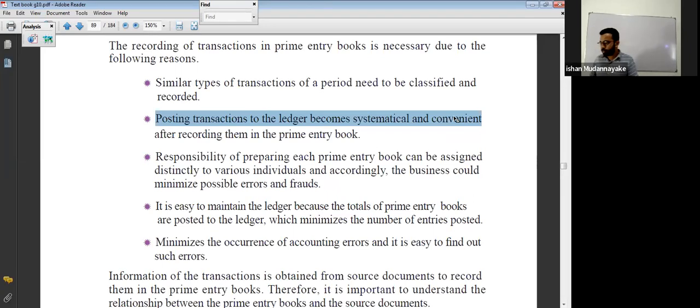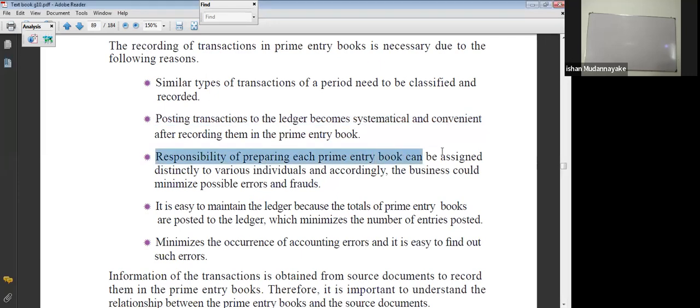The third one: responsibility of preparing each primary book can be assigned to someone else. Please highlight. Sometimes the examiner may ask you to write down what a primary book is, and then you need to write it down. Examiner may ask that type of question. Next, responsibility of preparing each primary book can be assigned. Please highlight this one.